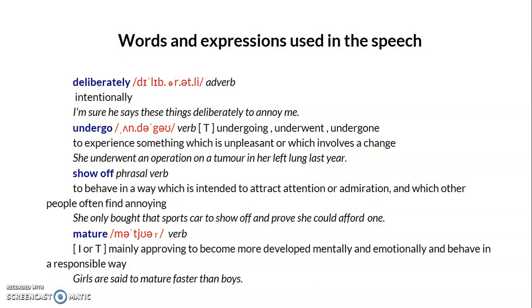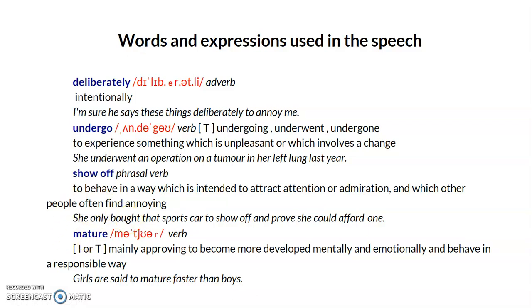So when you show off, it's a negative situation, like you want others' attention and it irritates, it annoys other people. Example, she only bought that sports car to show off and prove she could afford one.